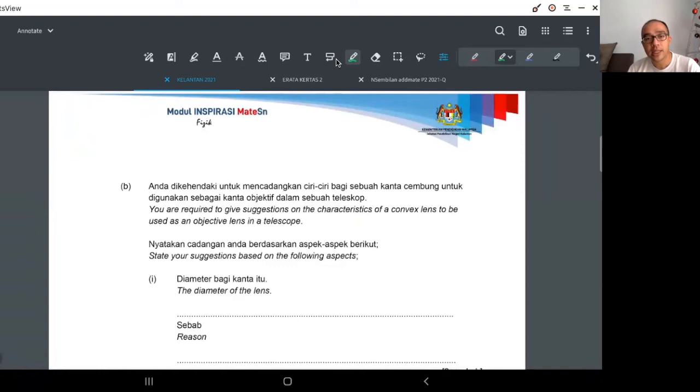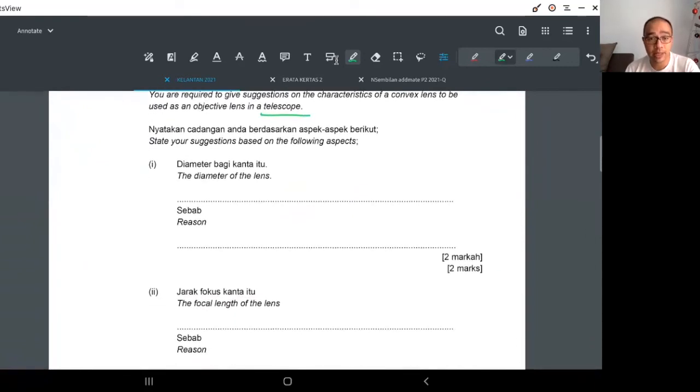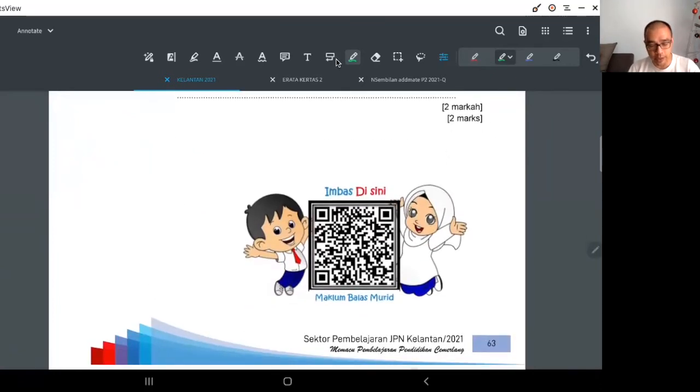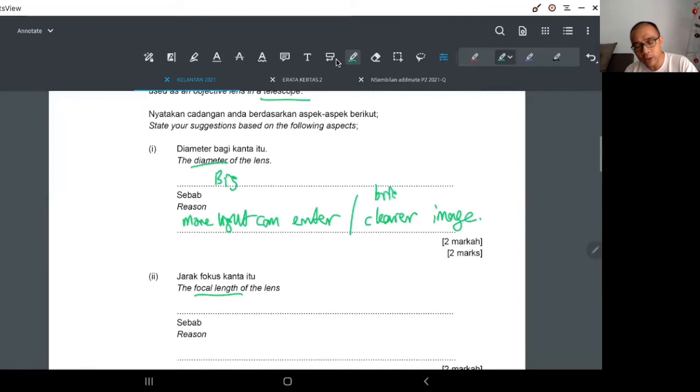Again, a suggestion: telescope. Because this is a structural question, they won't really ask that much. So we want the diameter of the lens and the focal length of the lens. Two aspects only. The first one, diameter, is very normal. We want a big diameter. We want a big lens. And why do we want the big lens? So that more light can enter, or you can get a clearer image. Some people say brighter image also can.